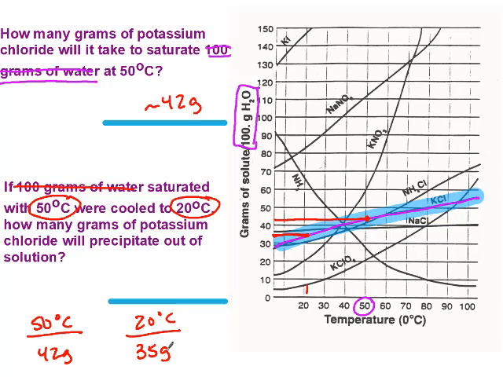And so if we cooled it from 50 to 20 degrees, we would expect 42 minus 35 grams, or around 7 grams to precipitate out. Because as we cool it, some of that solid will not be able to stay dissolved and should come out as a precipitate.